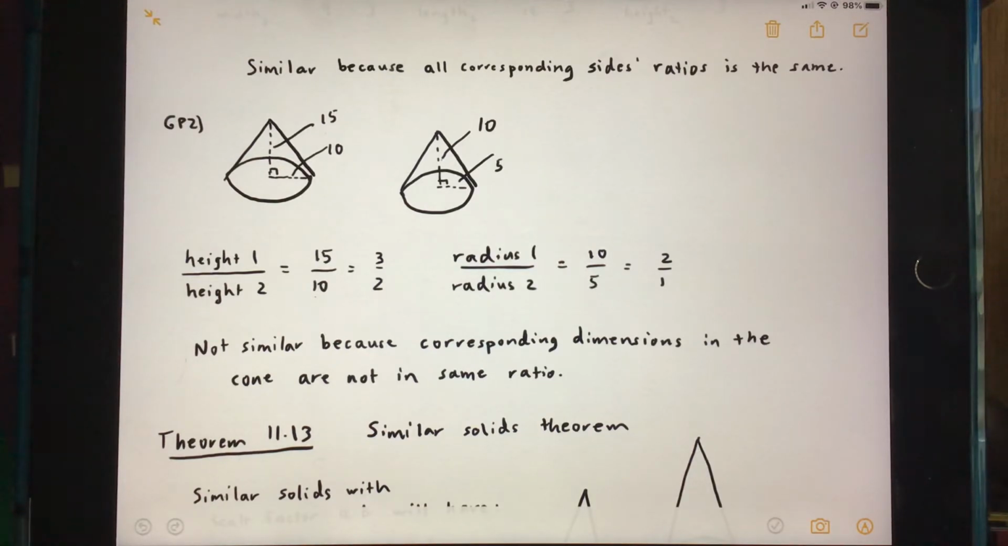They wouldn't be the same shape because the corresponding dimensions in the cone are not in the same ratio. 3/2 is not the same thing as 2/1. We do need to check the lowest terms, the fully reduced ratio, because sometimes it might look like the ratios are different, but once we reduce them, they could very easily end up being the same. For example, if we had a ratio 6/8, would that be the same as the ratio 3/4? And the answer is yes, since 6/8 reduces down to 3/4. So always be sure to reduce your ratios when you are checking to see if they are the same or not.